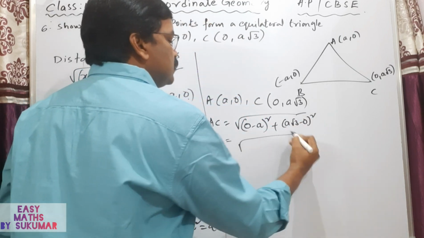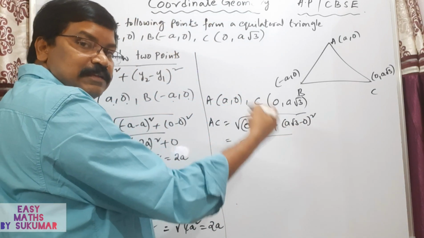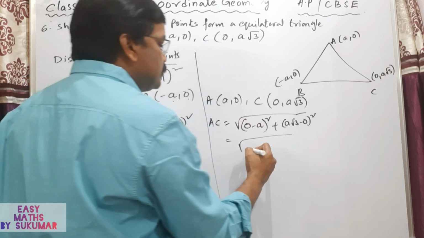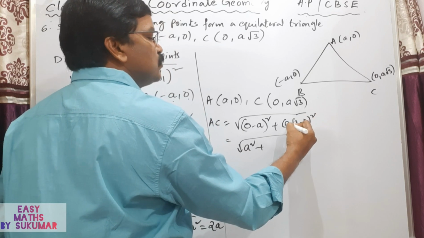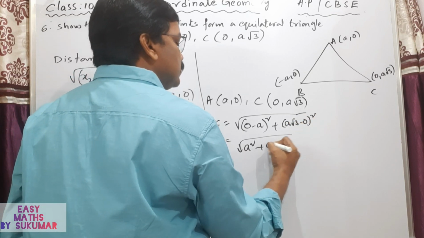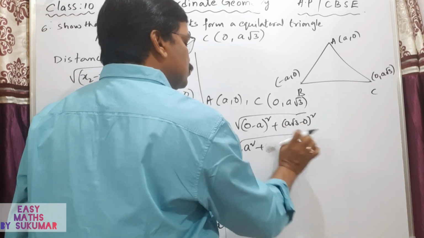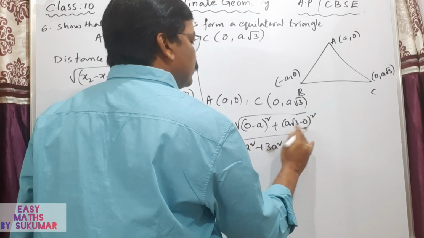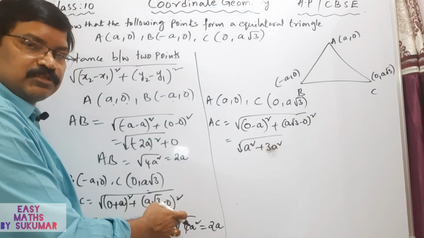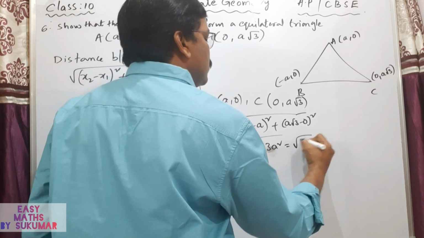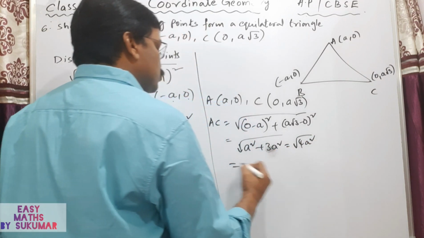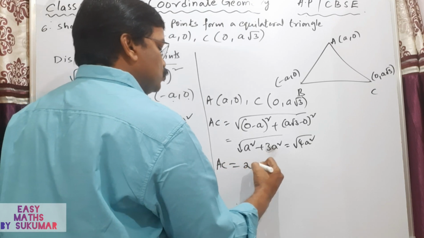So again this 0 minus A is minus A. Minus A whole square is A square plus here A root 3 minus 0 means again 3A square. A root 3 minus 0 is 3A square. So 3A square plus A square is root of 4A square. So this AC is also equal to 2A.